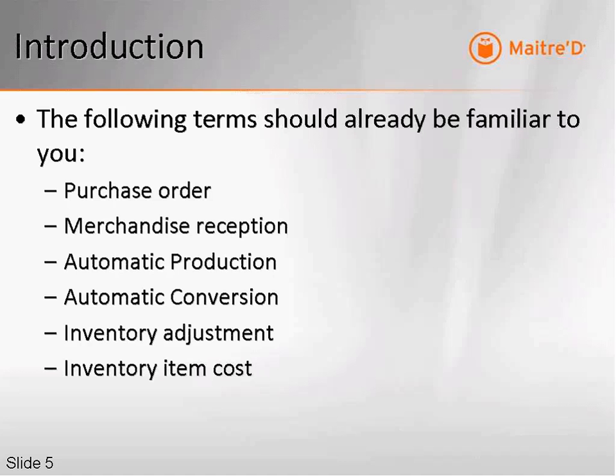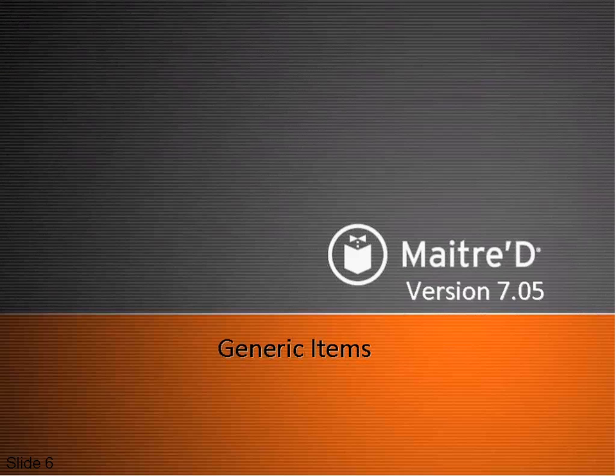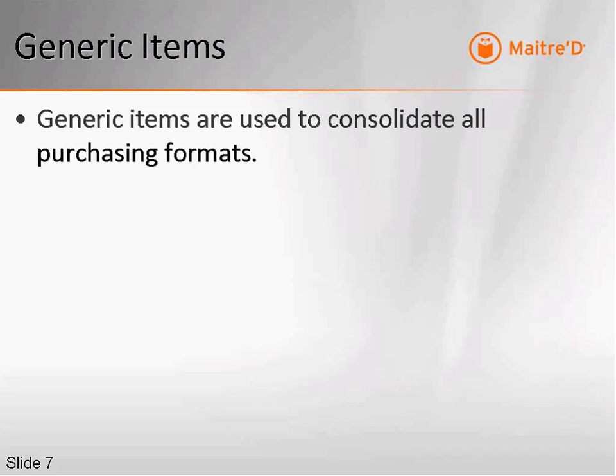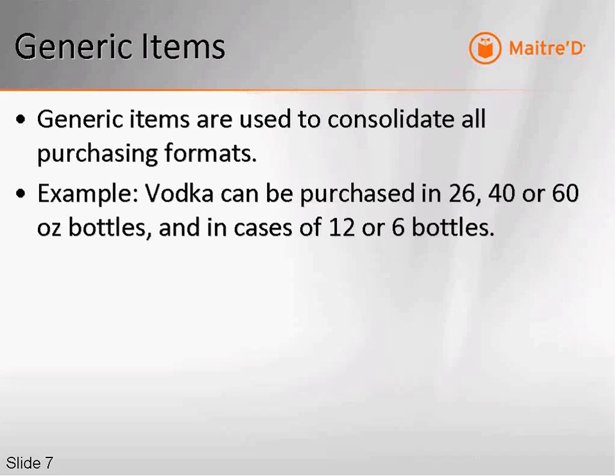Now let's go ahead with our first subject, which is the generic item. The idea behind the generic item is it's an item that's used to consolidate all your purchase formats. If we take an example for bars, you know that in bars you can buy any kind of alcohol in different formats. Most common sizes are, for vodka, for example, bottles of 26 ounces, 40 ounces, and 60 ounces. These are even sold in cases that could contain 6, 12, and even sometimes 24 bottles. The type of size that you'll purchase will depend on what's available and the pricing you're able to get from your supplier. Obviously you want to have the better deal, so you'll buy the one that gives you the most for your money, and also depending on what you use and so on and so forth.